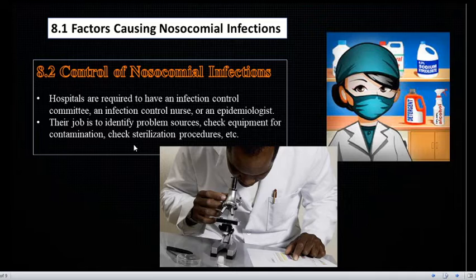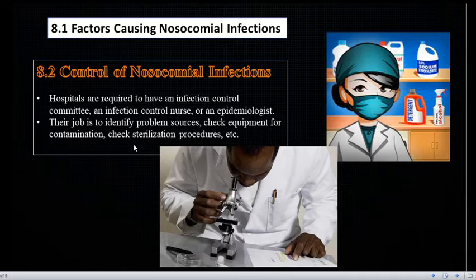Number one, they identify problem sources. Ano yung mga problem sources nila? Such as your antibiotic resistant strains of bacteria that are present inside the hospital. So, they will check if merong presence ng mga antibiotic resistant strains. And then, they will also check improper sterilization techniques. So, baka mamaya, the other staff of the hospital is not implementing proper sterilization techniques. So, they check that every month or every so often.